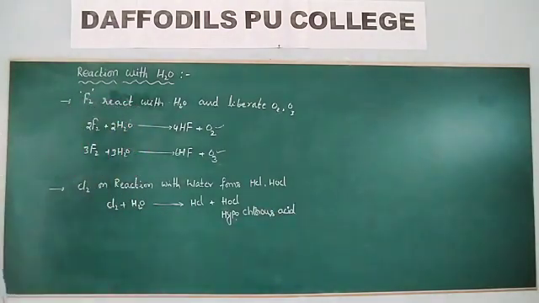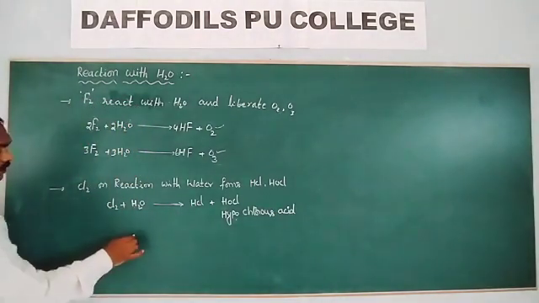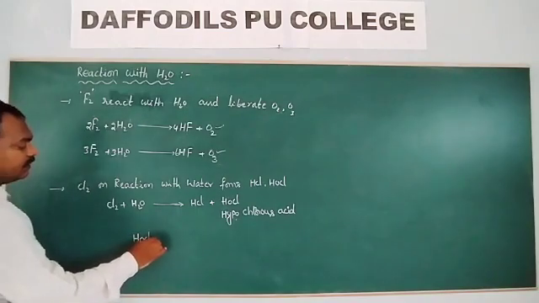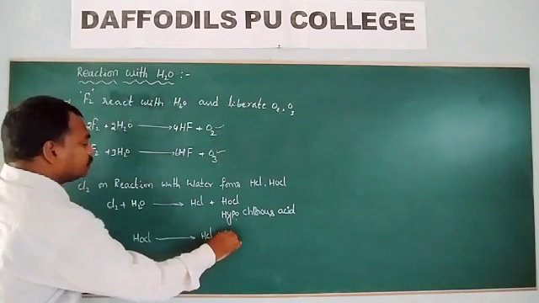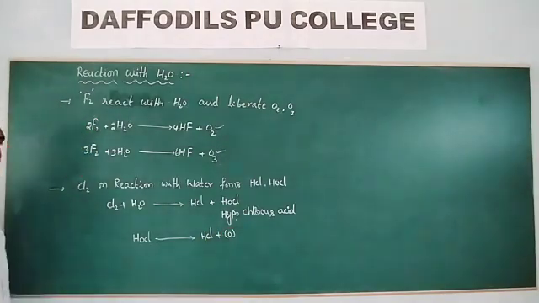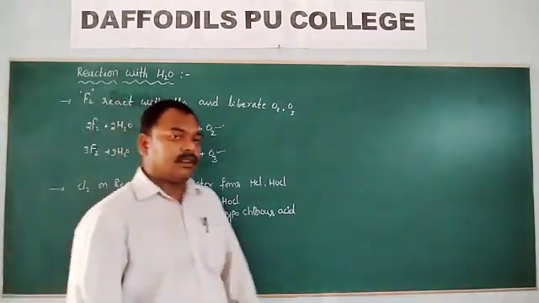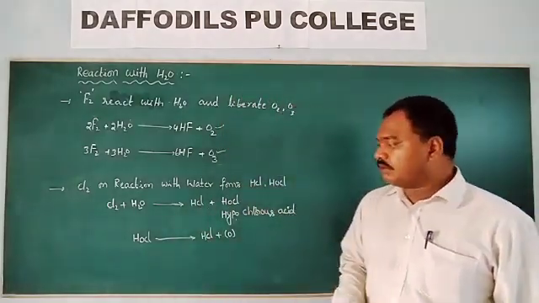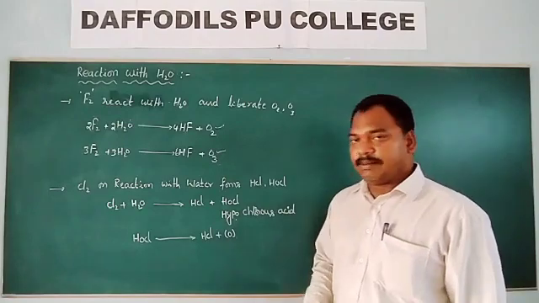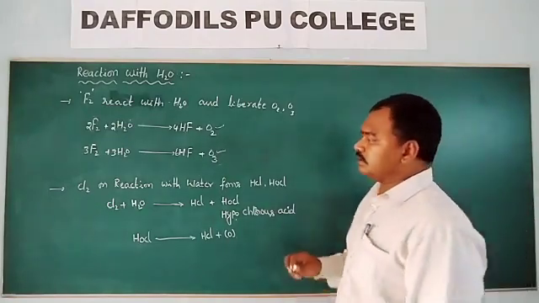This hypochlorous acid is an unstable acid. HOCl is an unstable acid, easily undergoes dissociation and liberates nascent oxygen.